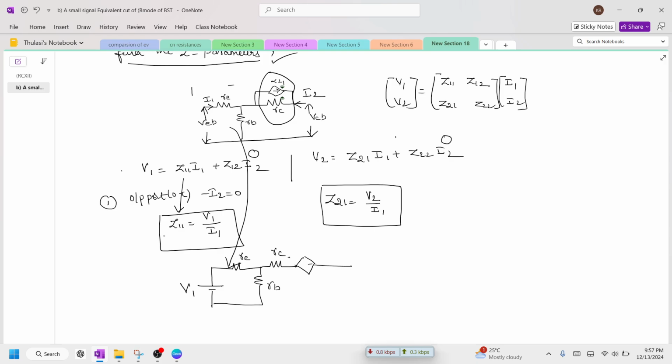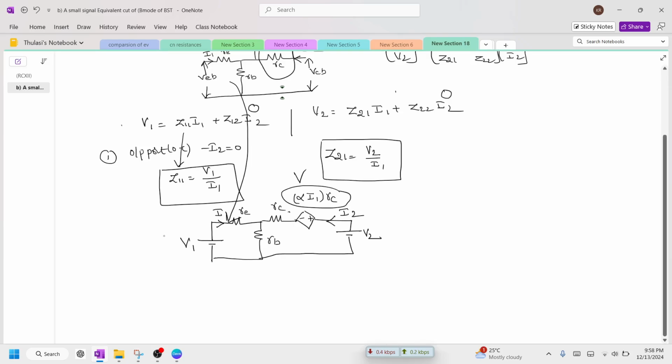Voltage source polarities are positive as well as negative. So the voltage I am going to write down as a product of current. The current is alpha I1 multiplied with RC. Therefore, this is a current dependent voltage source, and this voltage I'm going to write down as V2, and this current as I2, and this current as I1. So this is how I'm writing, and I already told that we're going to make the output port open circuited. So this current will become 0.